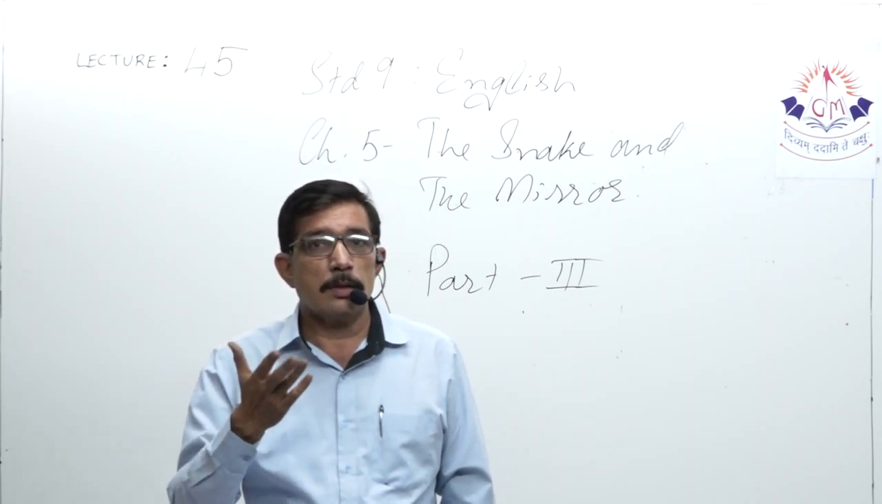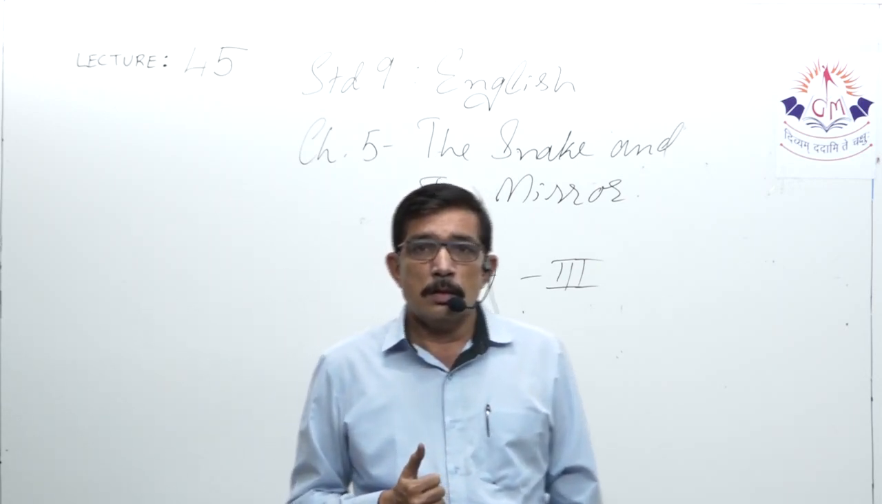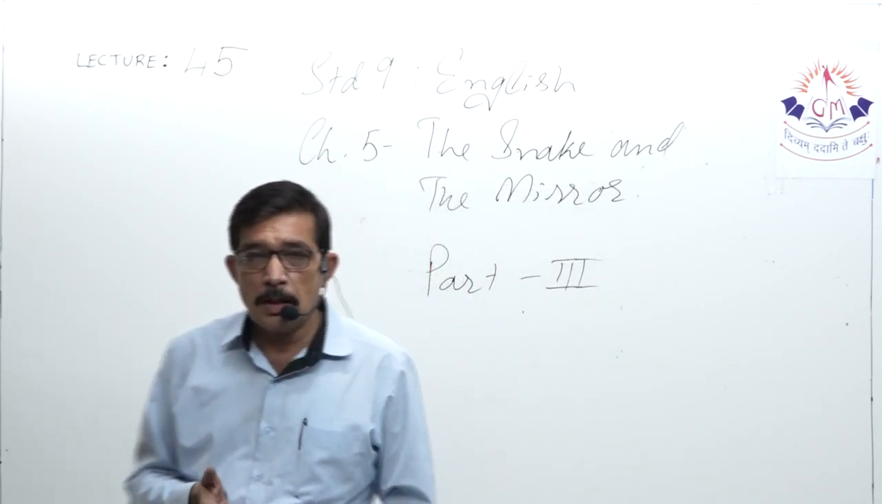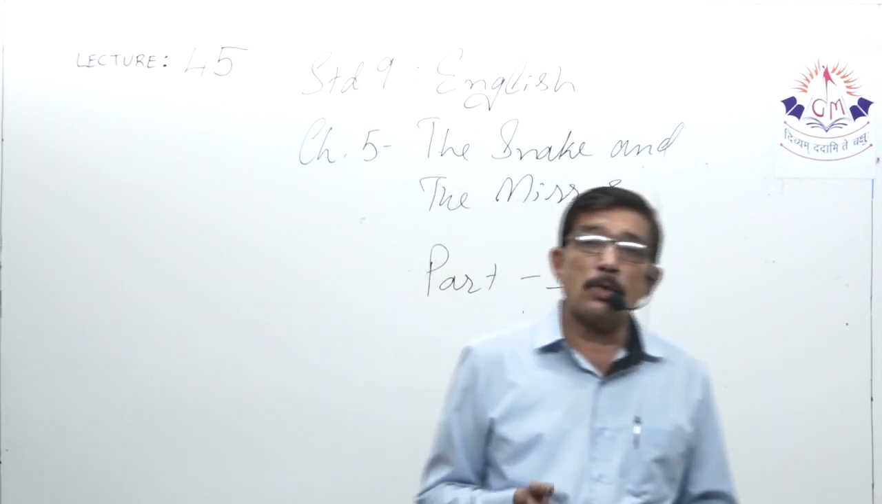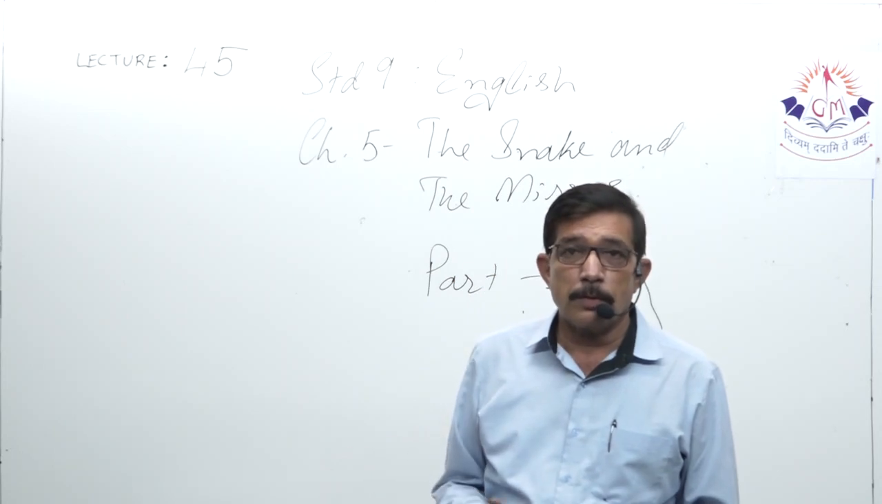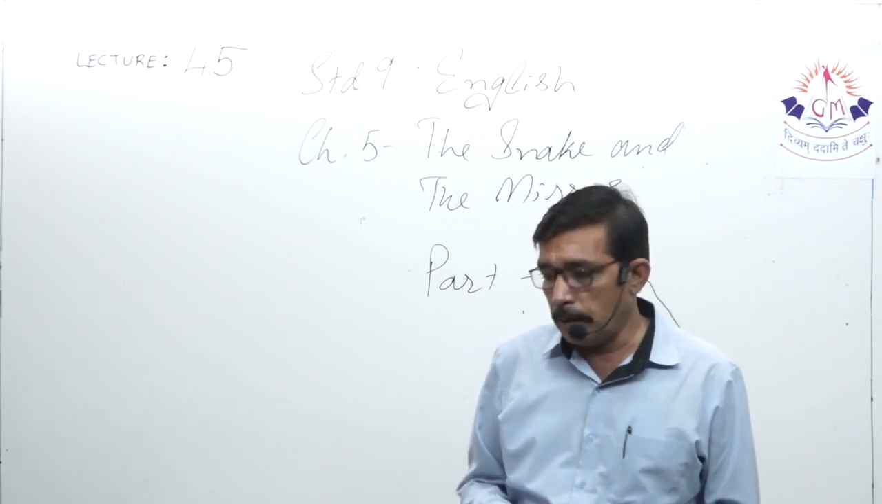Section A, you will get questions from the main book, that is Beehive. From section B, you will have questions regarding poems of Beehive and questions pertaining to the chapters of Moments, that is the supplementary reader. That will happen in section B.